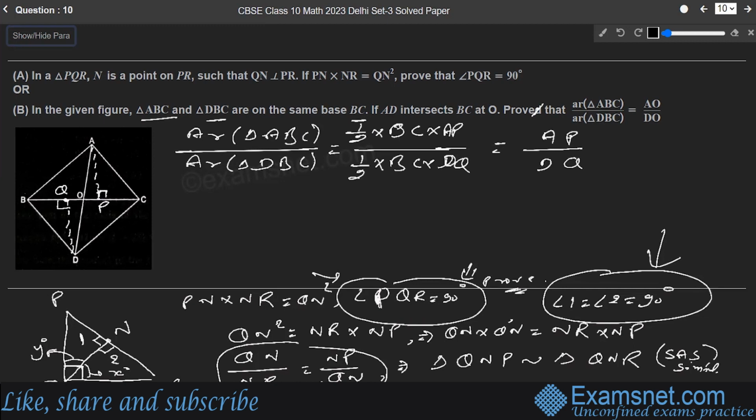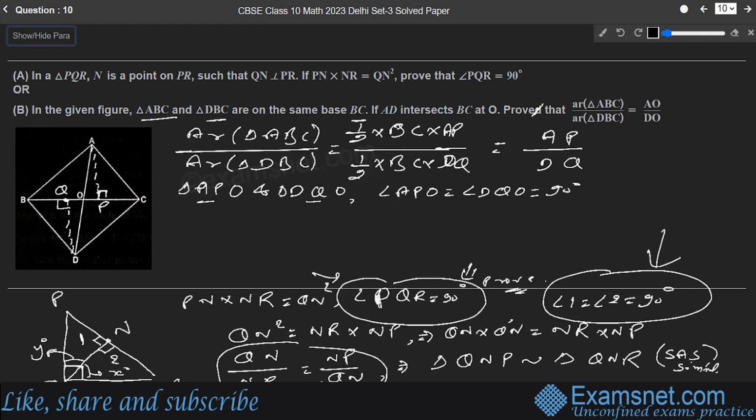Now, let us see triangle APO and triangle DQO. What we can see about them is that angle APO is equal to angle DQO, that is nothing but 90 degrees, because we have drawn the perpendicular, so we know that both the angles are going to be 90 degrees. We have shown that on the diagram as well.